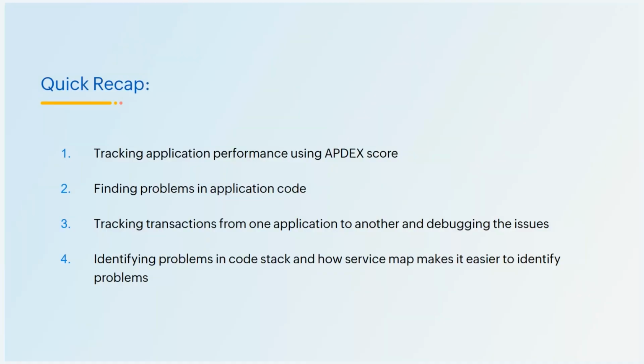After the discussion within the slides and the user interface demo, let's have a quick recap of today's session. In the first part, we discussed how to track application performance using the APDEX score. Next, we explored how to identify the problems in the application code. In the third segment, we saw how to track transactions from one application to another and debug the issues proactively. In the last part, we covered identifying problems in the code stack and concluded by discussing how the service map makes it easier to identify the problems.